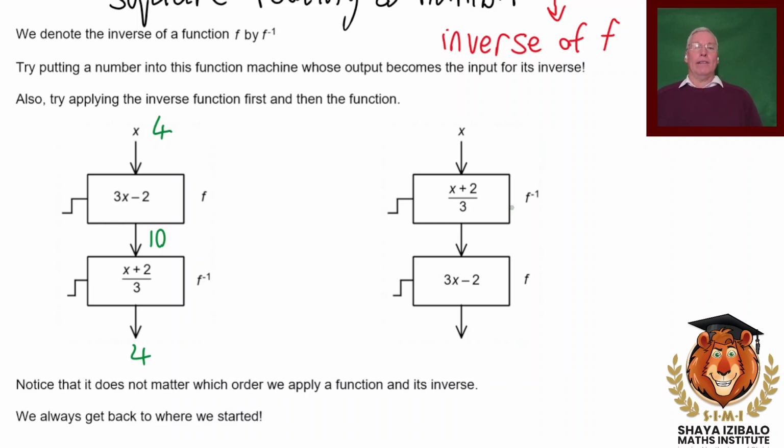Okay, now let's look at going the other way. Let's put a number into here. Suppose I put 7 into the inverse. 7 plus 2 is 9, divided by 3 is 3. Now let's put 3 into the function. 3 lots of 3 is 9 minus 2 is 7. So a function and its inverse always get us back to where we started. It doesn't matter which order we apply them in.